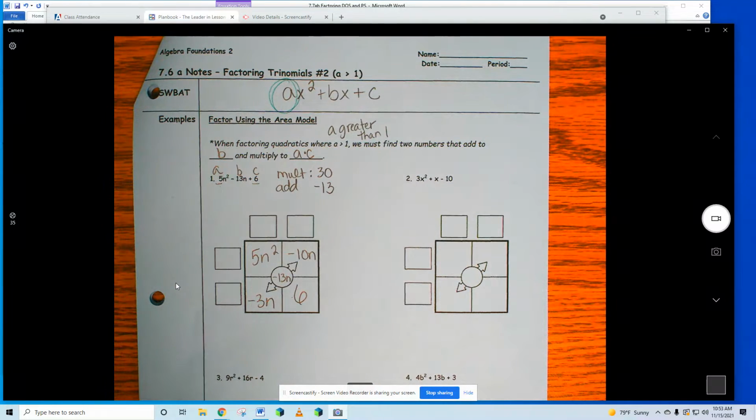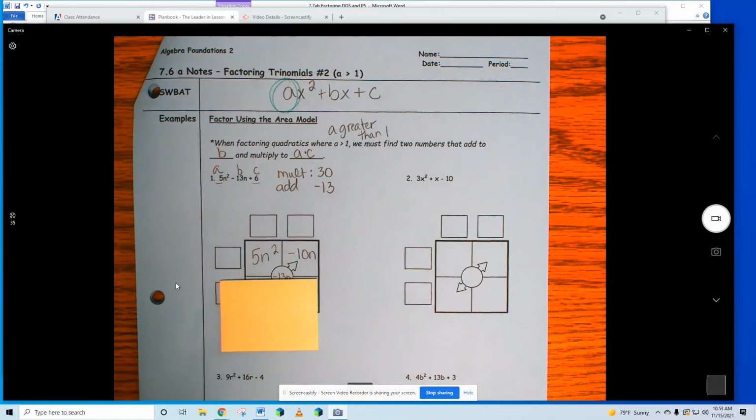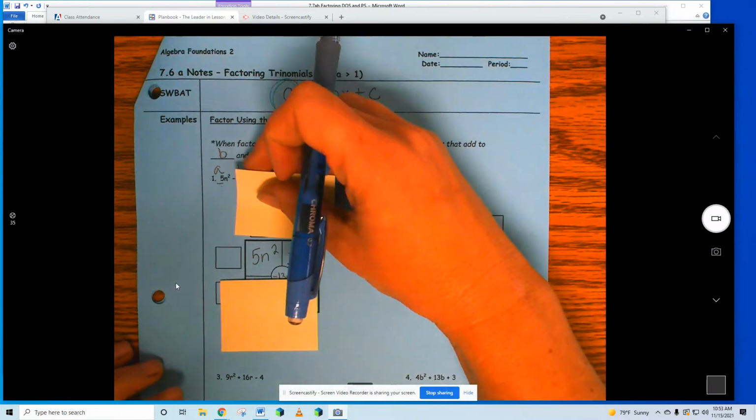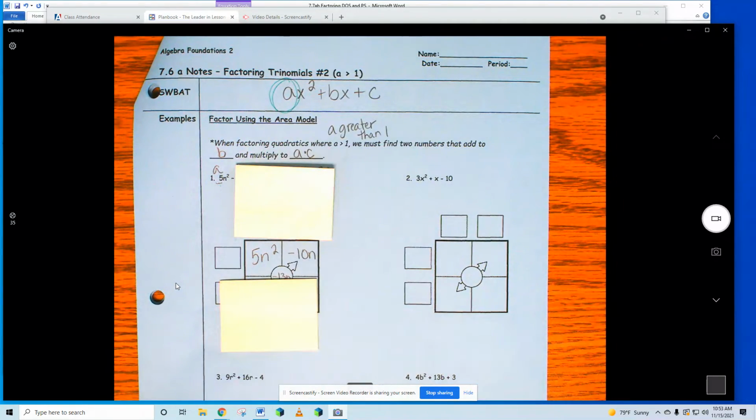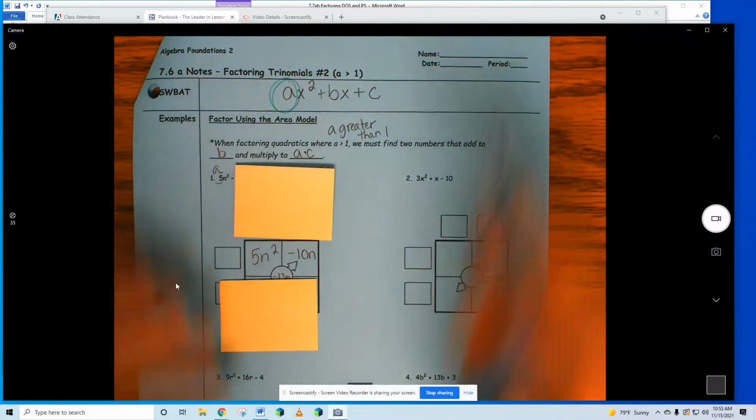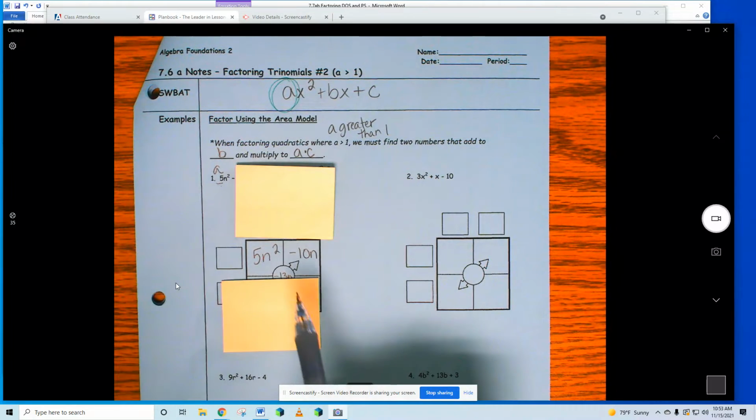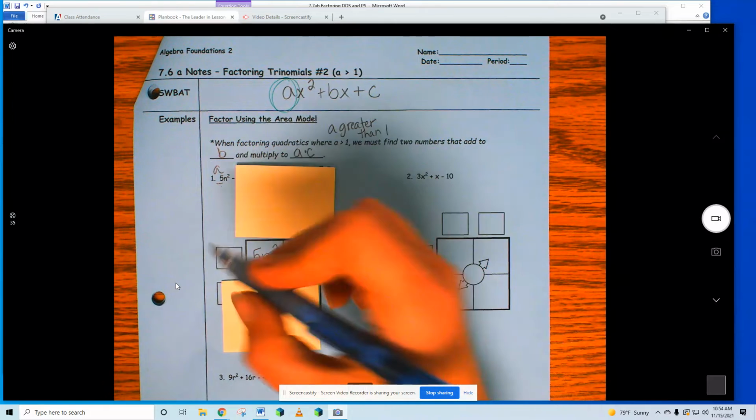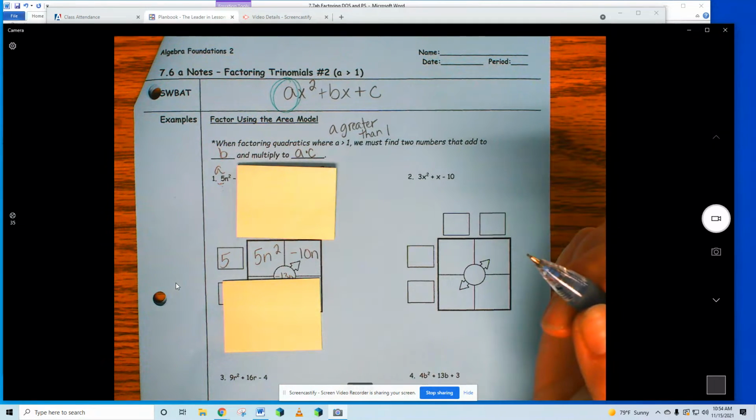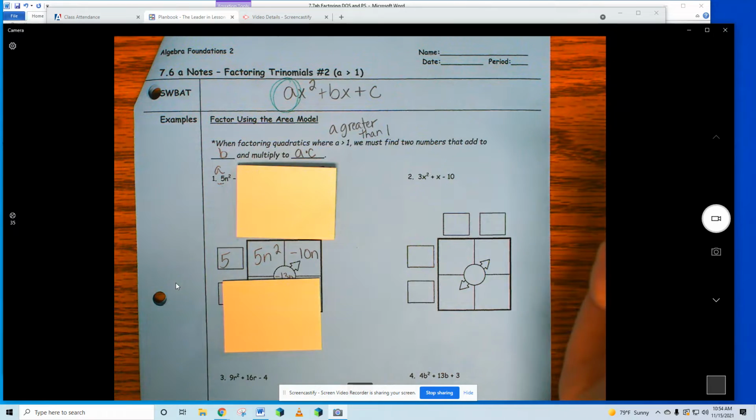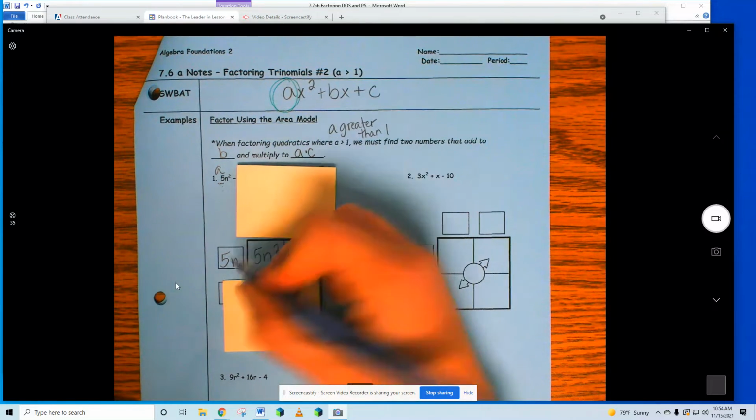Okay. So now, let's just do these. All right. So I have to look at each column and row and figure out what is the common factor. So like the common factor of 5n squared and negative 10n. What number is a GCF? 5. Is there a variable that's a GCF? Like, do they both have an n? Yeah, they do. Okay.